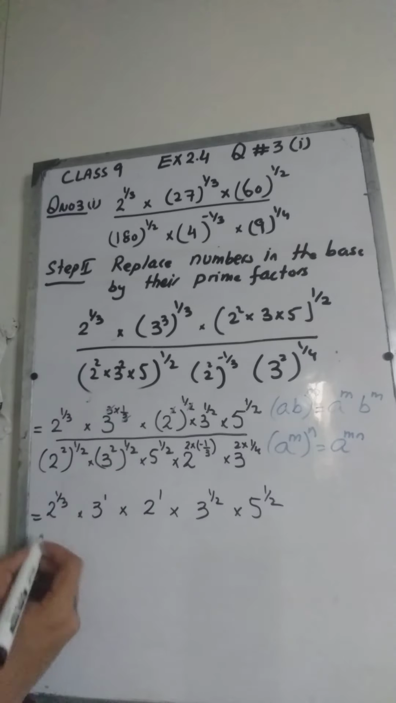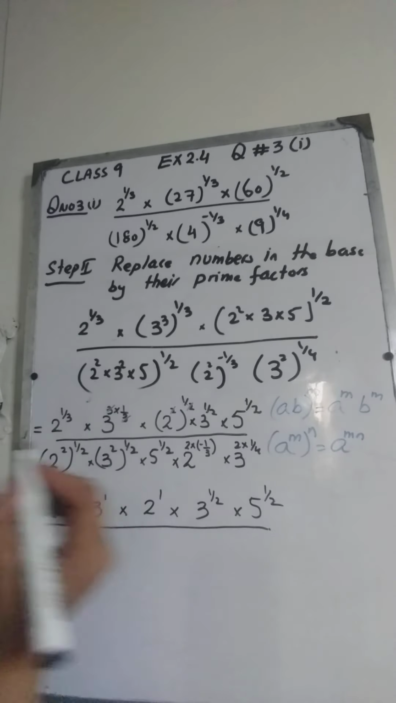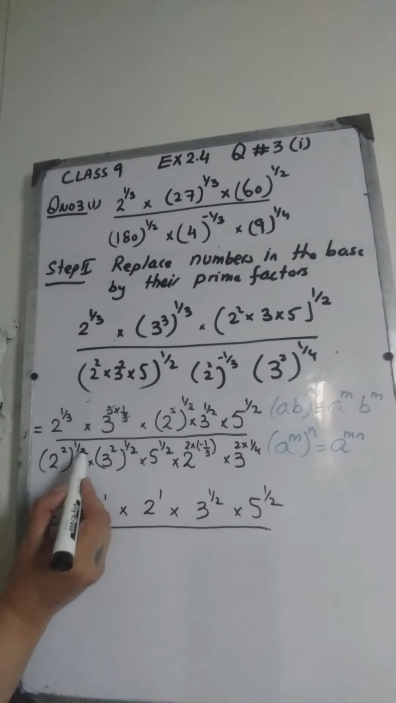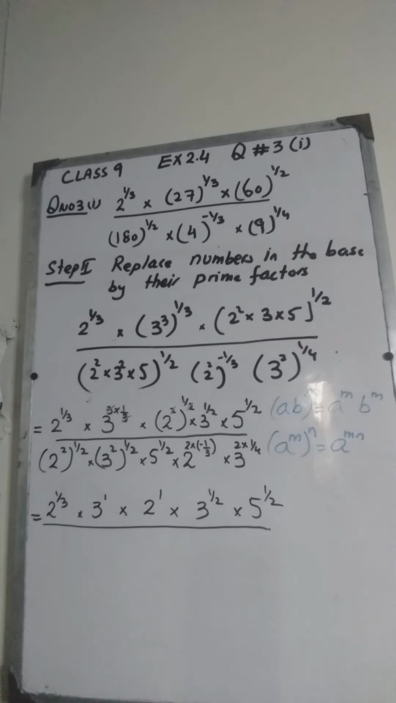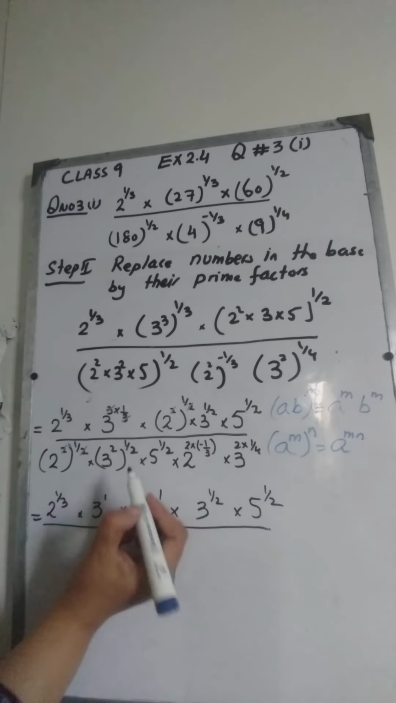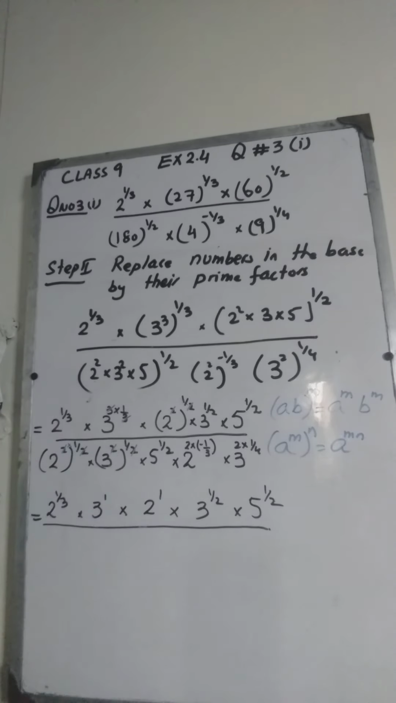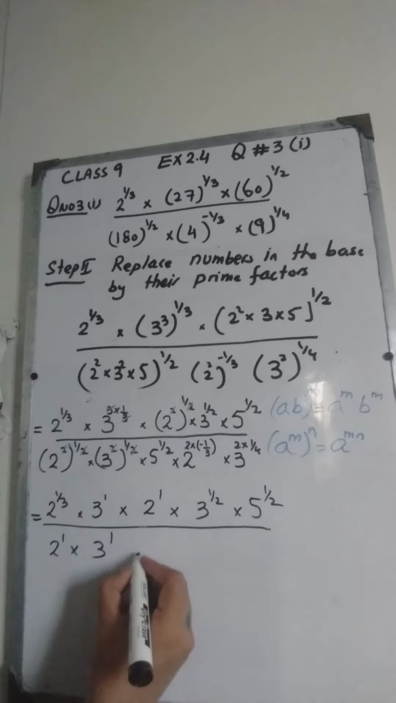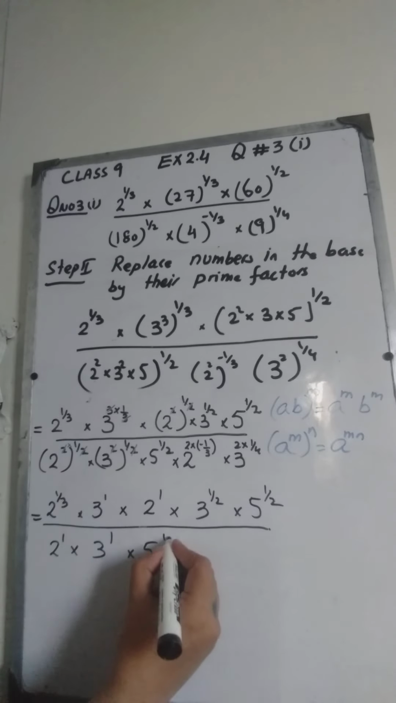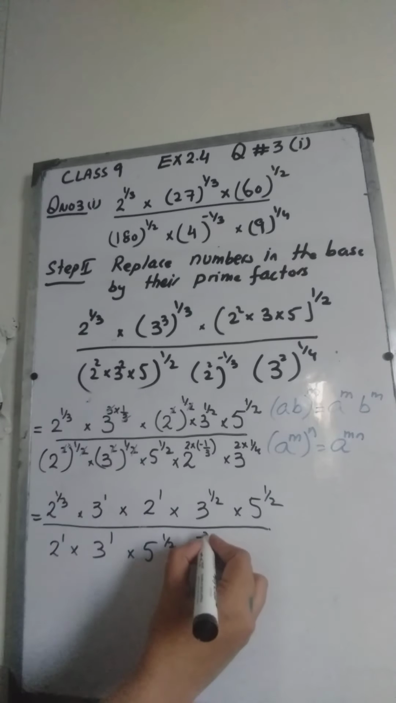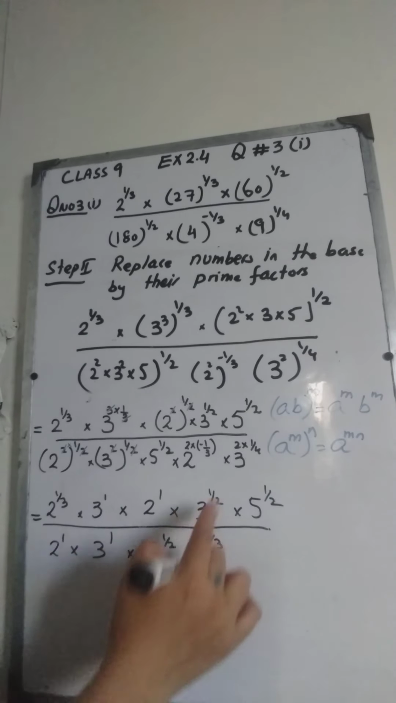So in the next step, again applying this power, 2 will be multiplied with 1 by 2 and it will cancel out after multiplication. Here also, so what we are going to get is 2 raised to a power 1, 3 raised to a power 1, 5 raised to a power 1 by 2, and here when they multiply it will give us 2 raised to a power negative 2 by 3.